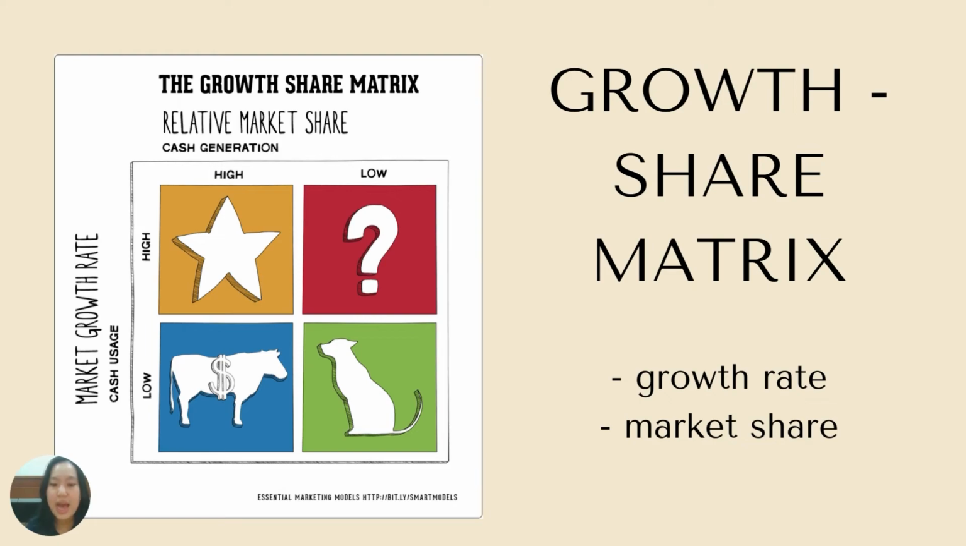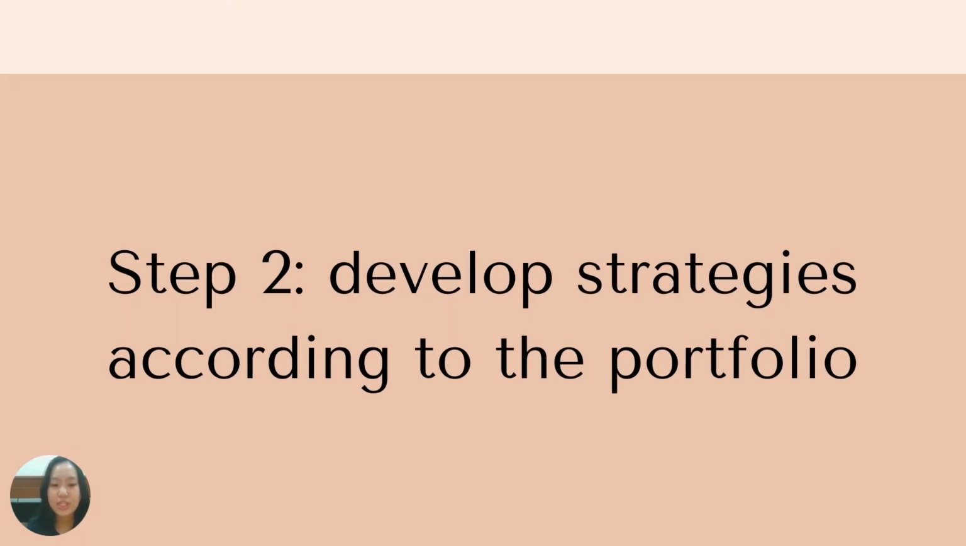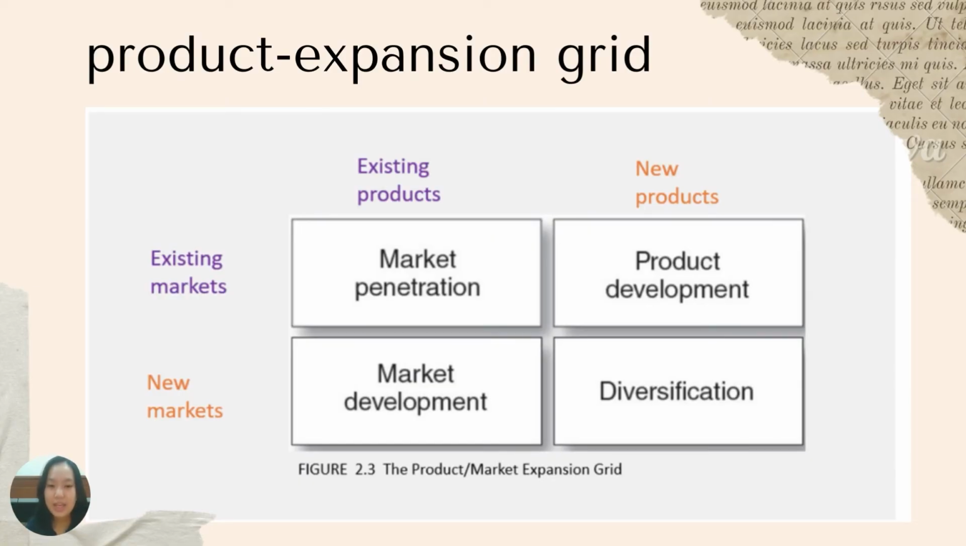If something has a high growth rate and a high market share, a company should invest money in it and boost its sales. This is how we should use a growth share matrix in order to decide how much money we should put in investments for different types of products. The second step is to develop strategies according to the portfolio that we have just analyzed. After analyzing how much money we should put, now we should develop strategies.